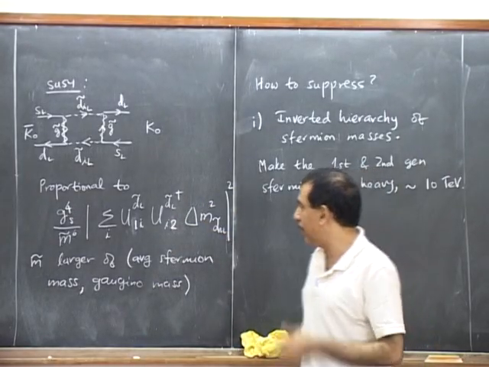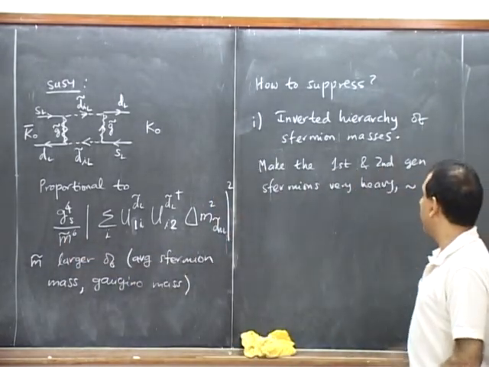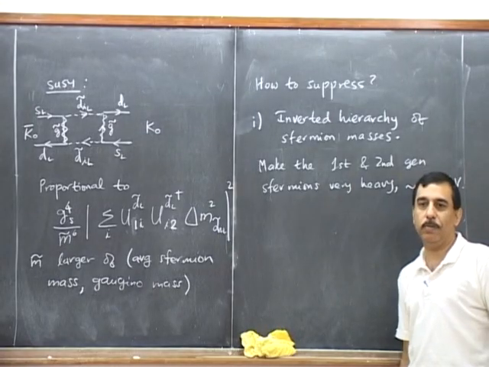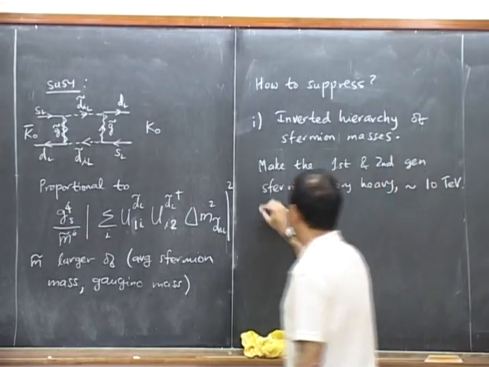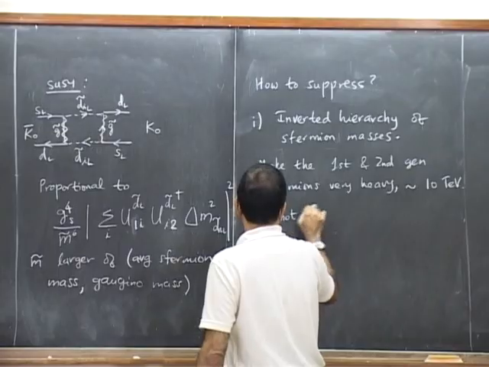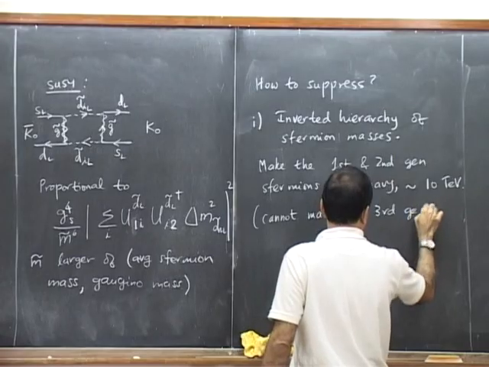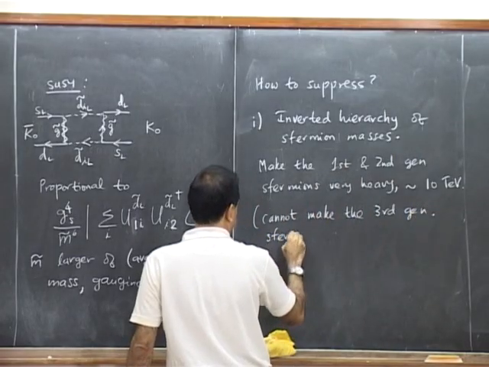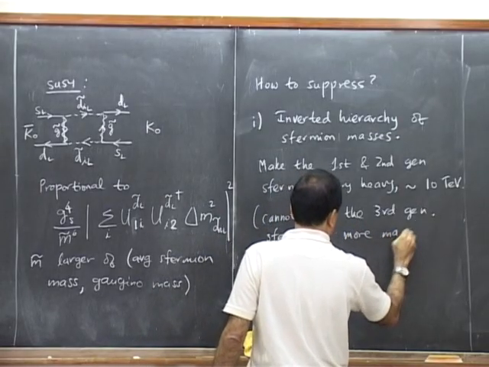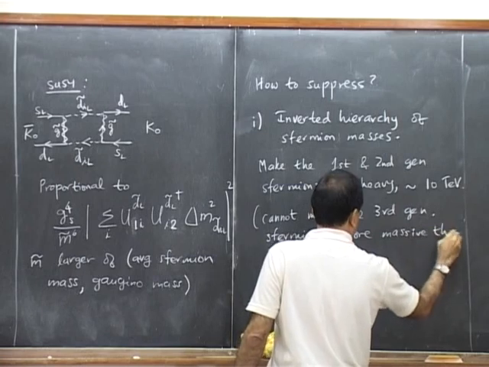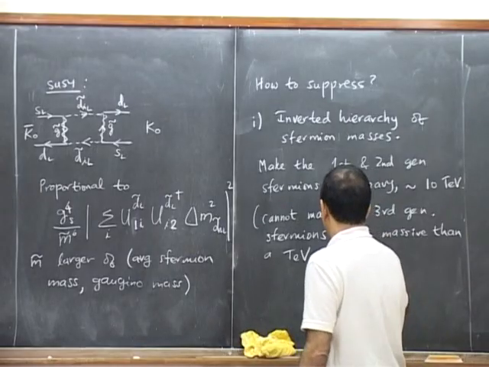The problem is, this is the average of all the fermion masses. So why am I harping on the fact that only the first and second generation fermions have to be heavy? Why couldn't I have just said that all are 10 TeV? And the answer is, we cannot make the third generation fermions that heavy, greater than even a TeV. People quote more like half a TeV without spoiling naturalness.